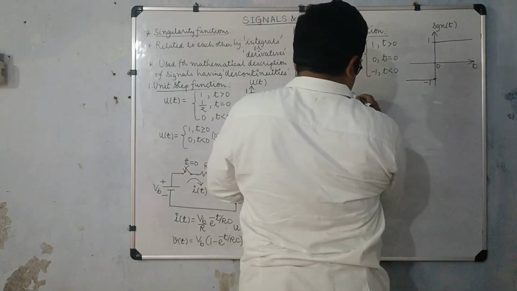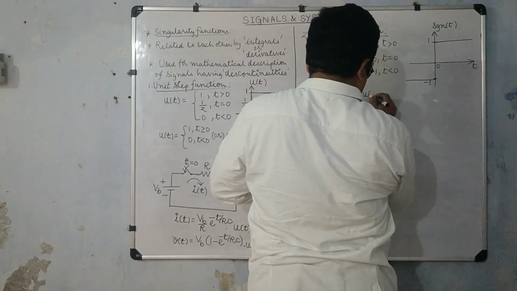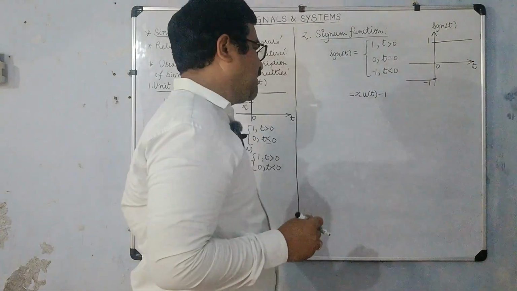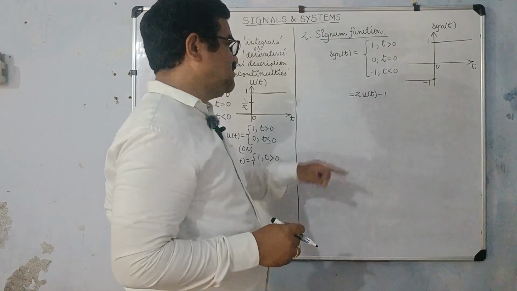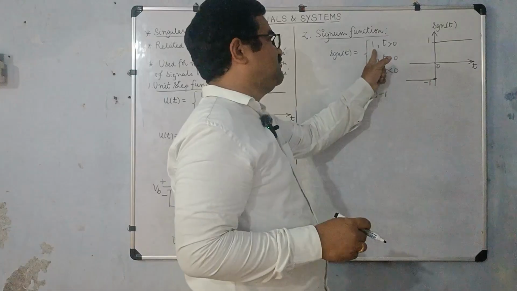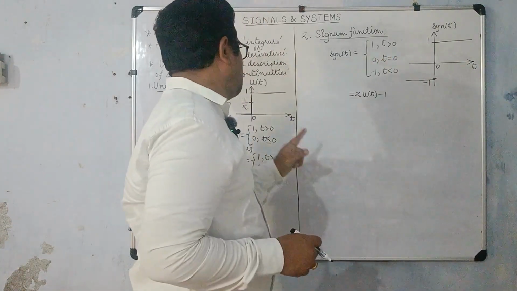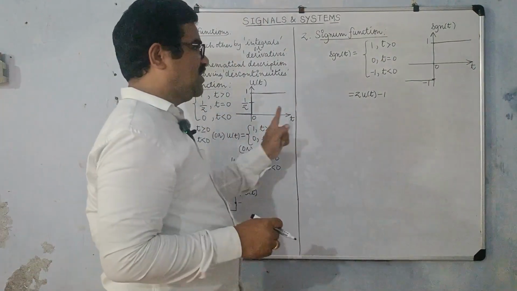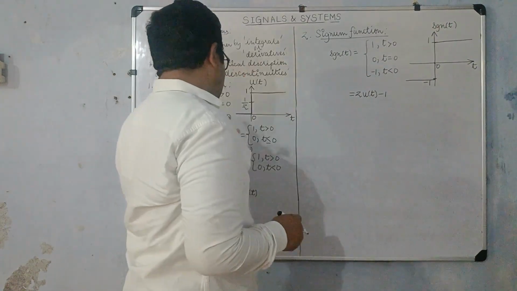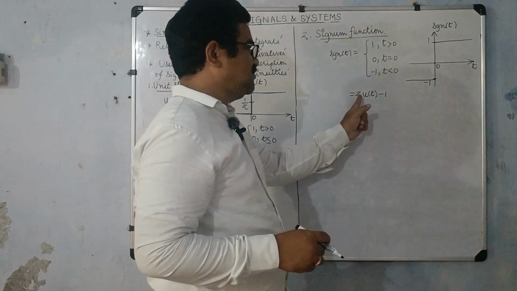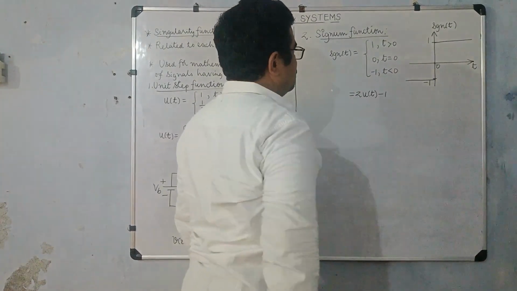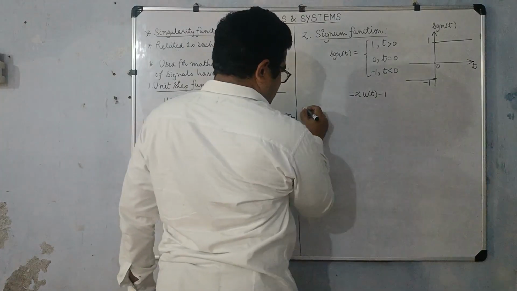The signum function can also be written as 2 into u of t minus 1, where u of t is the unit step. Because u of t is equal to 1 for t greater than 0, so 2 into 1 minus 1 is 1. At t equal to 0, u of t is half, so 2 into half is 1, and 1 minus 1 is 0. For t less than 0, u of t is 0, so 2 into 0, 0 minus 1 is minus 1. This is what the signum function is.